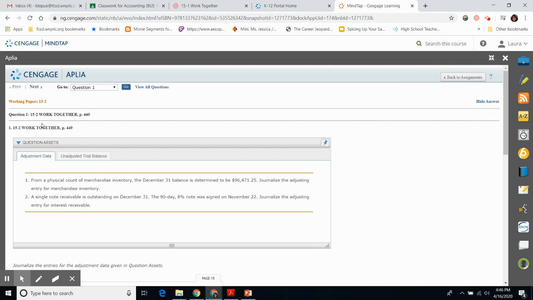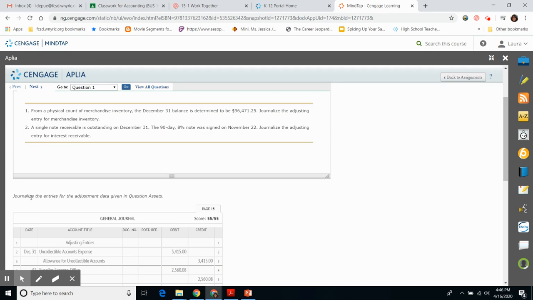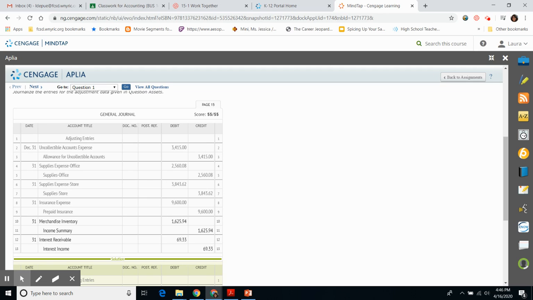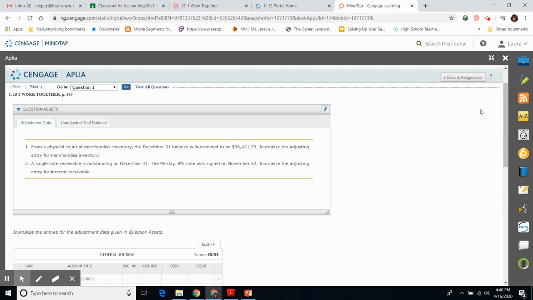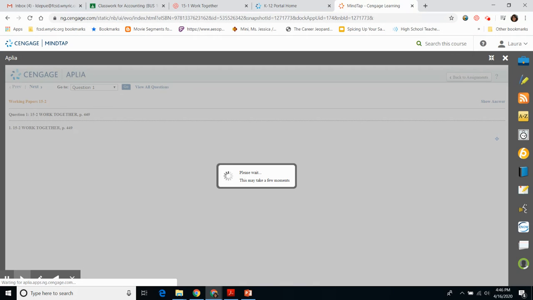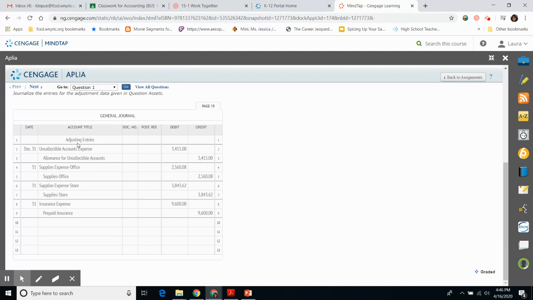So here is the work together for 15-2, and we have the adjustment data, two information pieces here, and we have that unadjusted trial balance. So the first thing that we have to do is read the directions. It says to journalize the entries for the adjustment. These are the previous ones we did in 15-1. I'm going to get rid of the answers again. And we have to do the merchandise inventory and the interest from the notes receivable here. So these are the previous ones, and they're all going to be the end of the year.